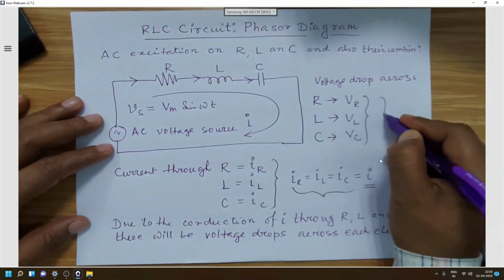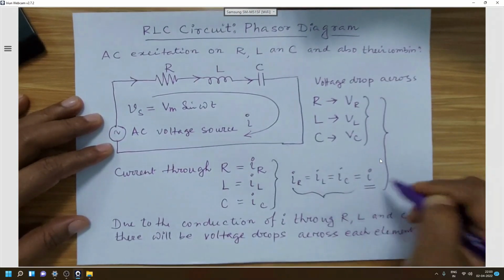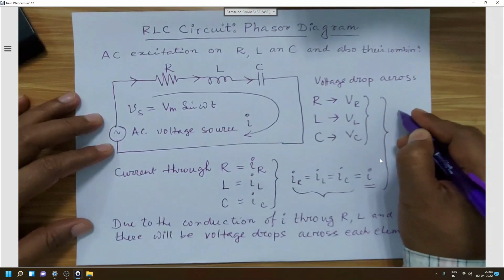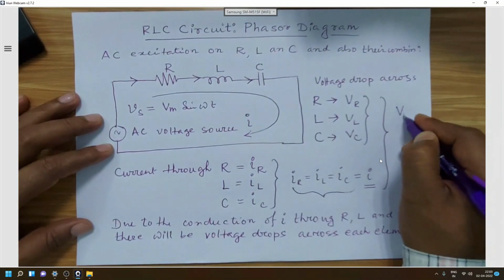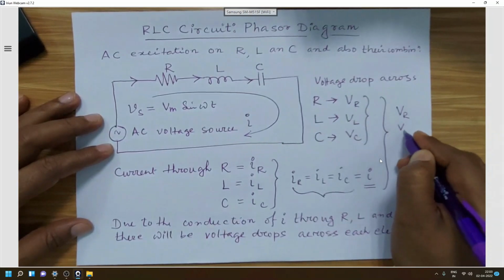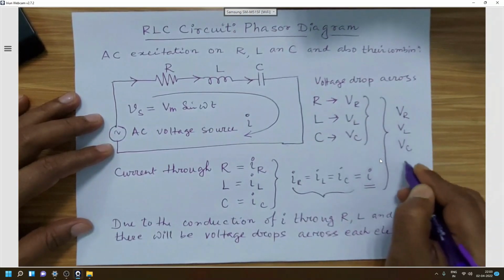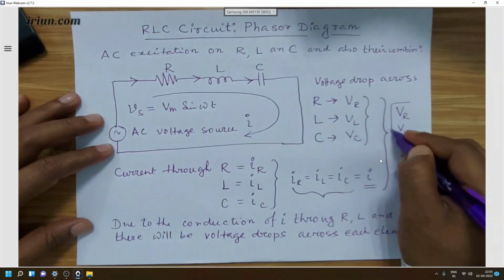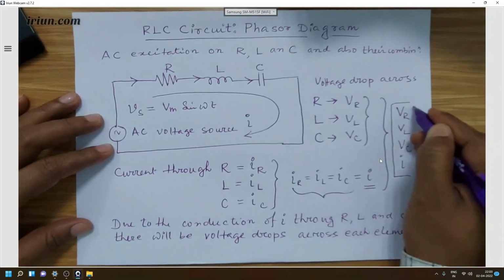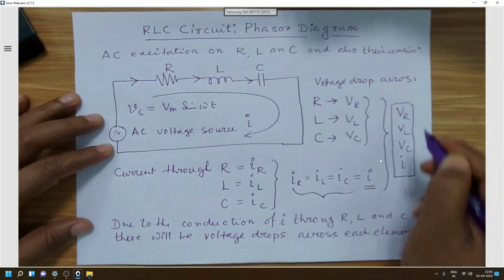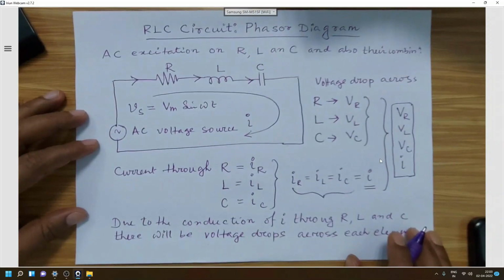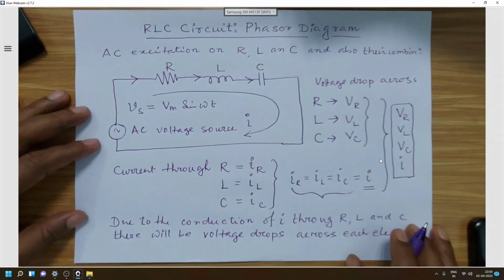So we will have to draw the phasor diagram between VR, VL, VC and I. So this will be our task now. Now for executing this task, we will start with the understanding of the phasor diagram for individual elements under an AC excitation.